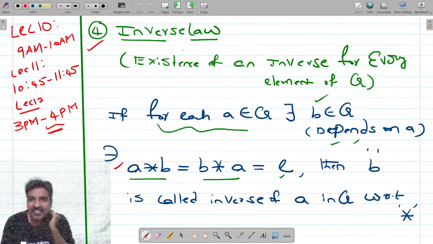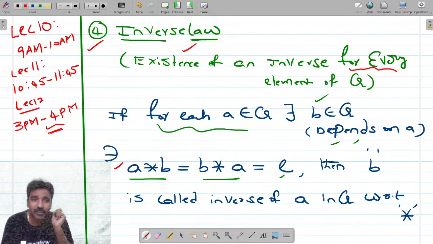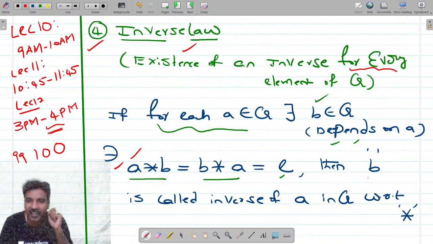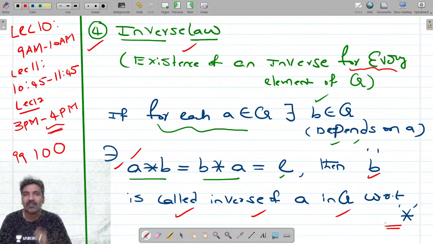Now, inverse law. Existence of inverse for every element. Group, okay, set lo suppose meeku 100 elements unnai. 99 elements ki ee result workout ayindi. Okay element ki fail ayindi. So inverse property fails. You cannot say that this is a group. Prati element ki inverse exist kavali. A star B should be equal to B star A equal to E. In that case, this B is called inverse of A in G with respect to star.